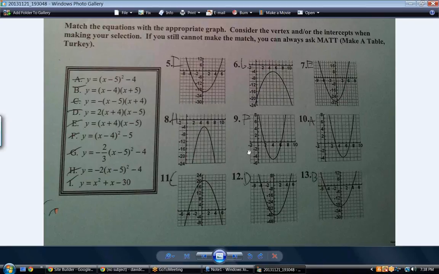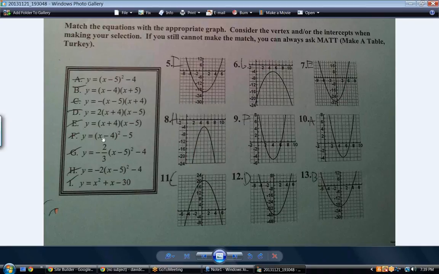Is it the higher the number for the value of a, the skinnier the graph is? Yes, the higher the absolute value. I hesitate to say higher the number because notice that minus 2/3 is actually a higher number than minus 2. Yeah, I just noticed that. On the number line. So it's the absolute value of that that determines whether it's skinny or fat. 1 is normal. Okay. Anything greater than 1 is skinnier than normal. Anything between 0 and 1 is fatter than normal. All right, number 9, you've got F.